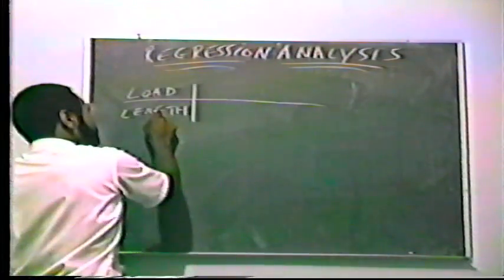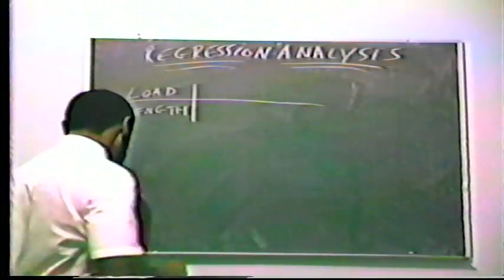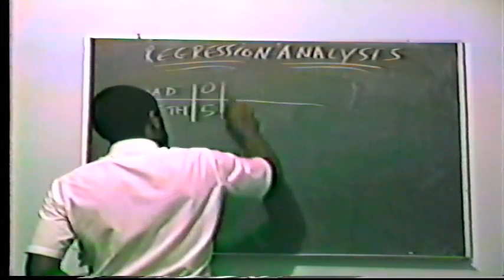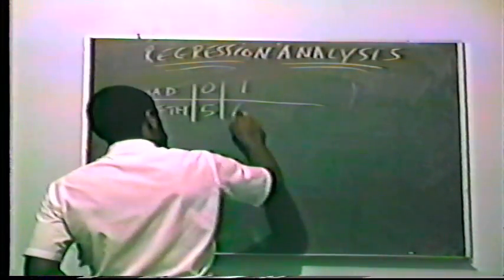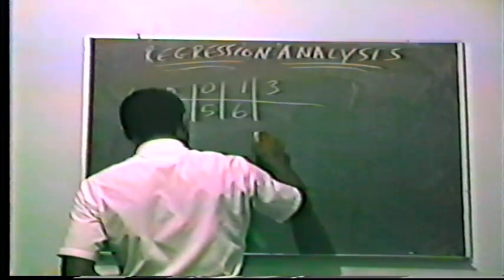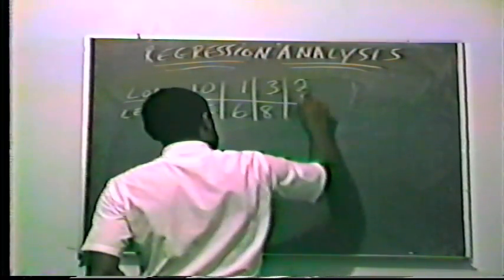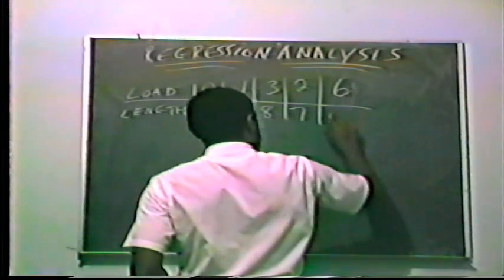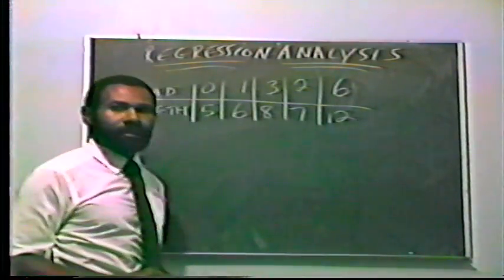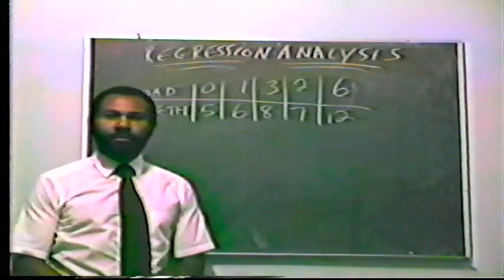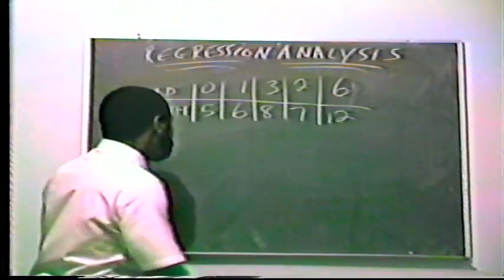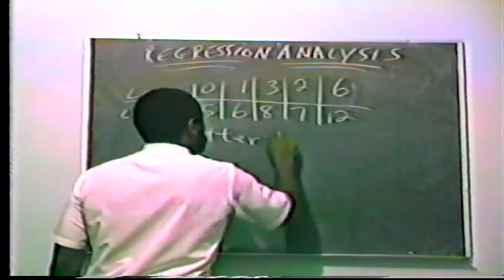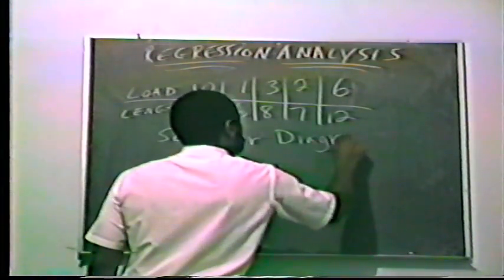we have the load and the length. The load is 0, the length is 5. The load is 1, the length is 6. The load is 3, the length is 8. The load is 2, the length is 7. The load is 6, the length is 12. For any set of paired data, we can come up with a scatter diagram.